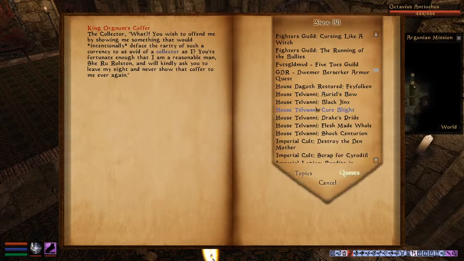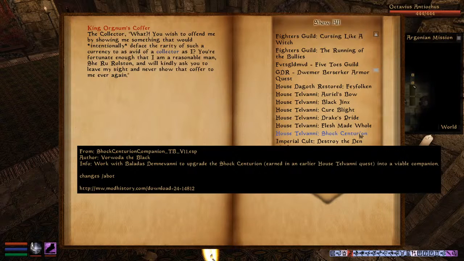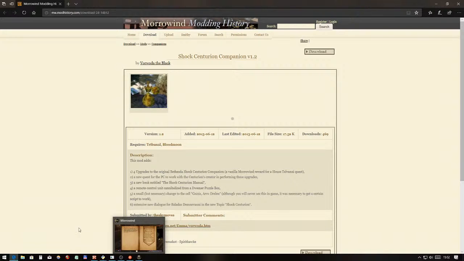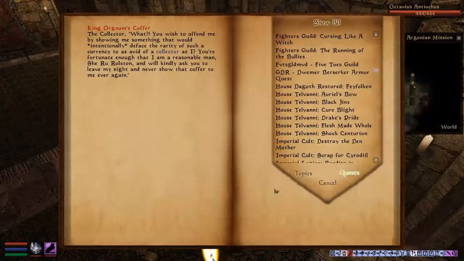But these are standard Morrowind quests, so there is no information. This one has been changed by this mod, so I can see the information, and in theory I should be able also to open the web page directly. Let's see. Yeah, as you can see, it's something nice to have, and it is starting to work as intended. So I hope to be able to release it in a short time.